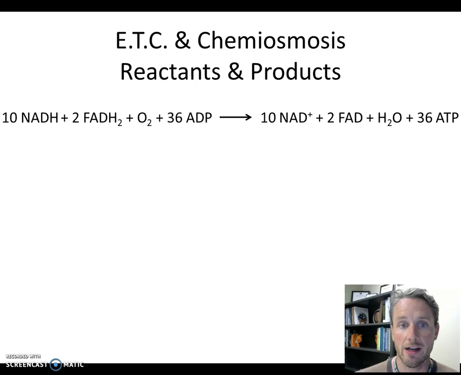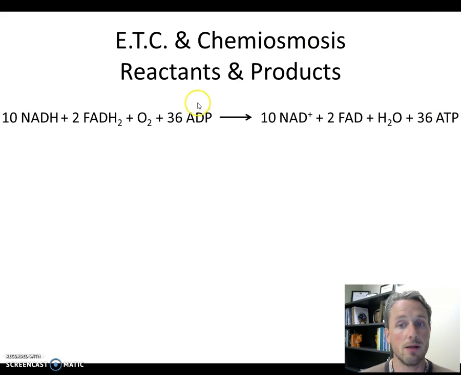So before we get started looking at diagrams of what's going on, let's remind ourselves about the chemical reaction that's taking place. So again, for the electron transport chain and chemiosmosis, we're going to start with our electron carriers, NADH and FADH2, that we produced during glycolysis and the citric acid cycle. We're going to take the electrons away from them, and that will result in creating NAD plus and FAD. And we're going to use the energy in those electrons to create ATP.